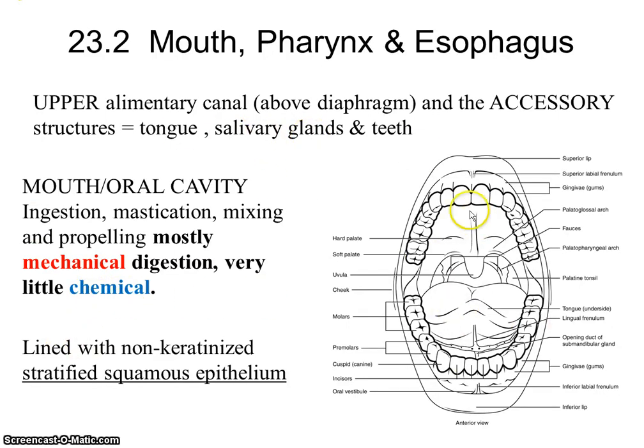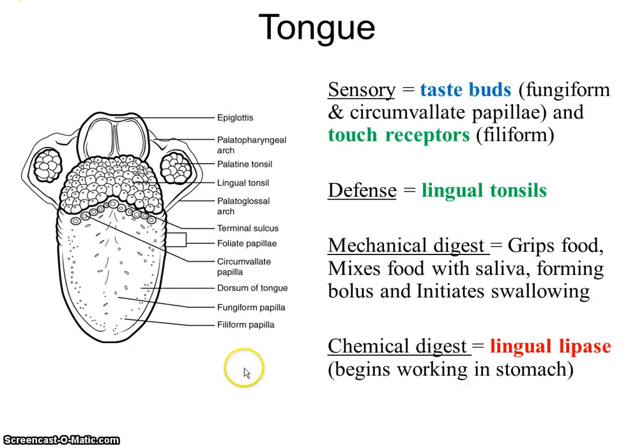The whole cavity is lined for protection with stratified squamous epithelium. The tongue is shown here in a very simple cartoon. Of course, we have our tonsils here because the oral entry is a likely entry for contamination. Here are our lingual tonsils and our palatine tonsils, and we have taste buds, which we talked about in AMP1, in different types of papillae on the tongue, and some touch receptors for tactile sensation. You have defense here with the lingual tonsils.